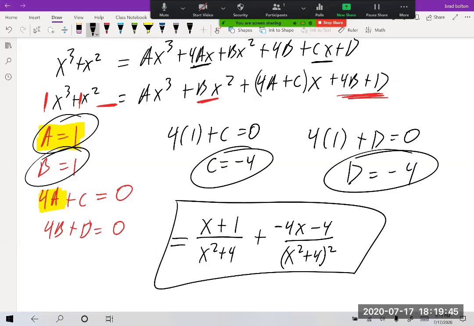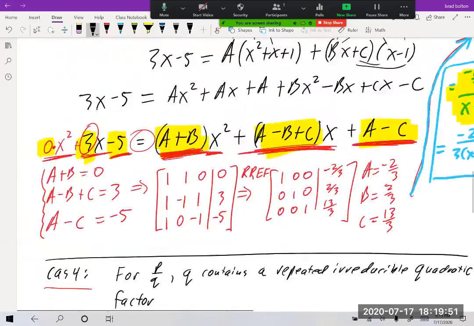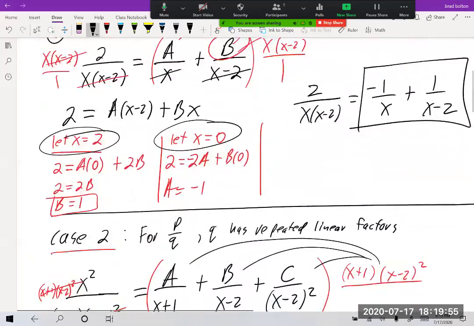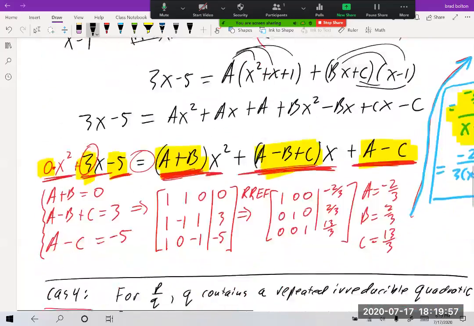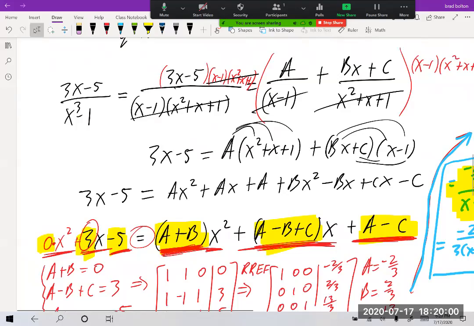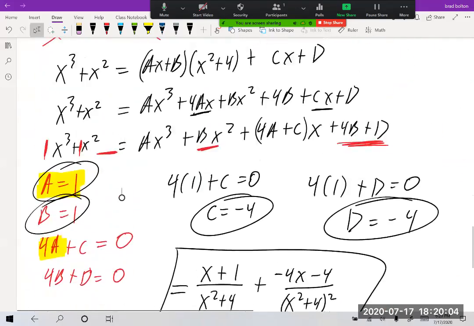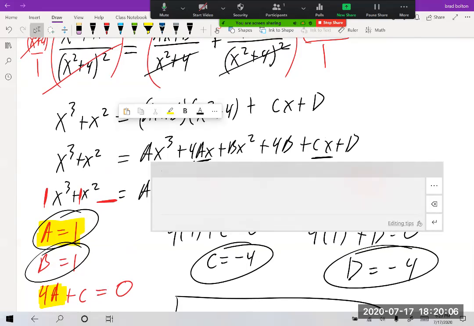It's no big deal. It's not undoable. It's a very reasonable process. I showed you for the first 2, I just used good x's because in case 1 and case 2, picking good x's normally works better. And then in case 3 and case 4, sometimes picking good x's works. But normally you have to do something like this where you break it down into its coefficients.